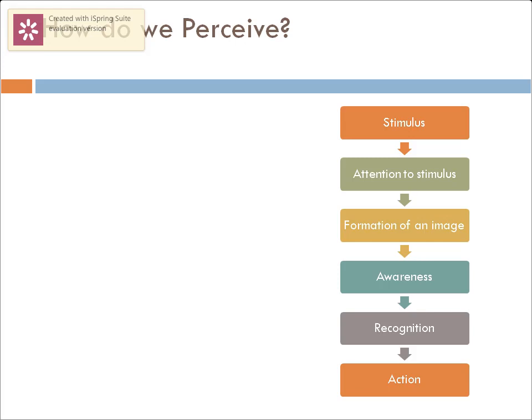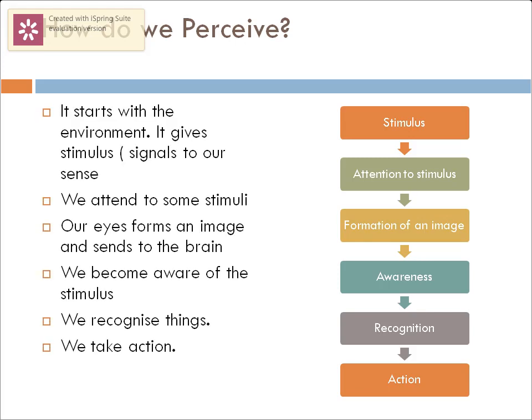Now, the stimulus or the information from the environment comes to us, and then out of all the stimulus, there are some information which our brain pays attention to. And then our eyes form an image and transfer it to the brain. And then our brains, the neurons in the brain, become aware of such stimulus. And we begin to recognize things, and sometimes we may also show an action.